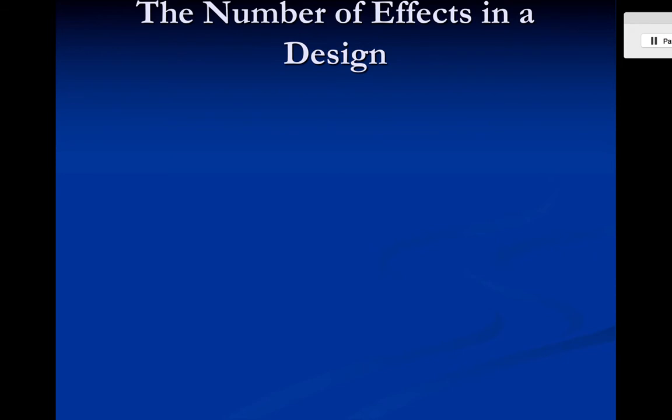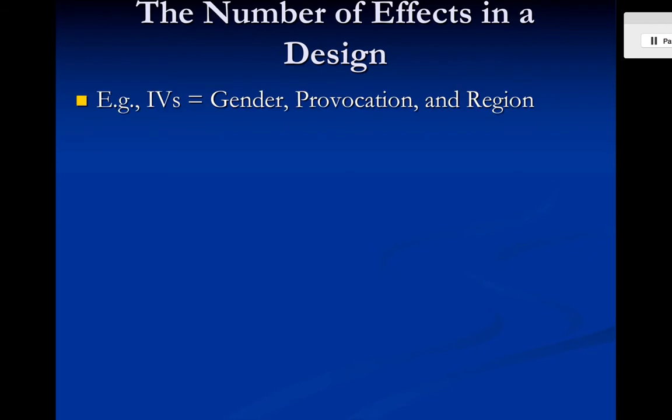Now, whenever we're assessing the number of results or effects in a research design, we have to think about main effects and we have to think about interactions. So here, take for example the following. Let's assume that my independent variables are gender, provocation, and region. Okay, those are my 3 independent variables. Now remember, we're going to look at main effects and we're going to look at interactions.